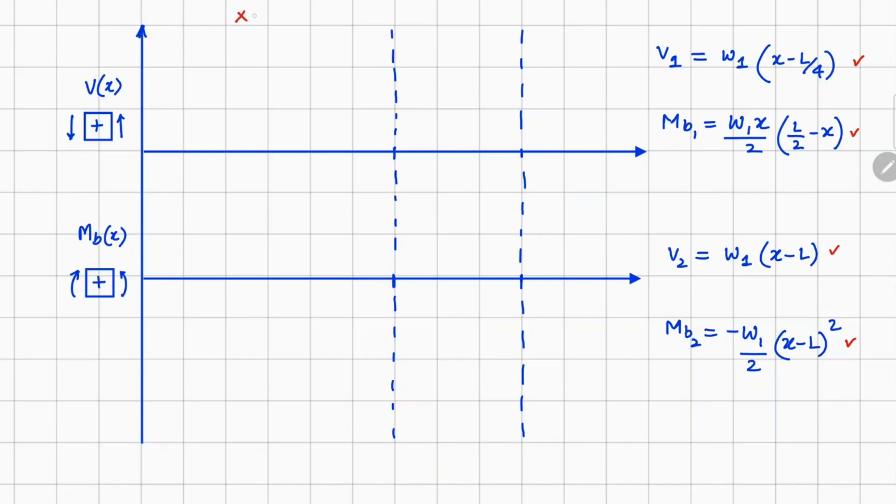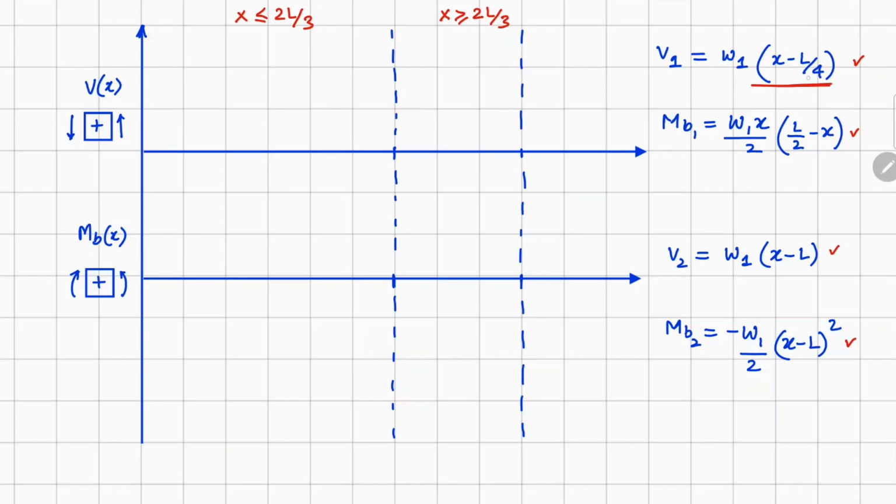So there are two segments. One is x less than 2L over 3, and the second one is x greater than 2L over 3 here. So if you look at your V1, we are going to plot in segment 1. So this we can evaluate the value at x equals 0 and x equals 2L over 3.